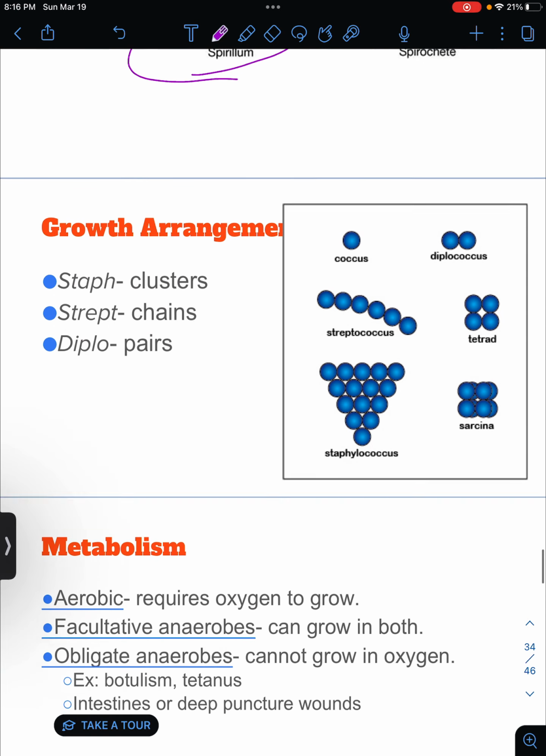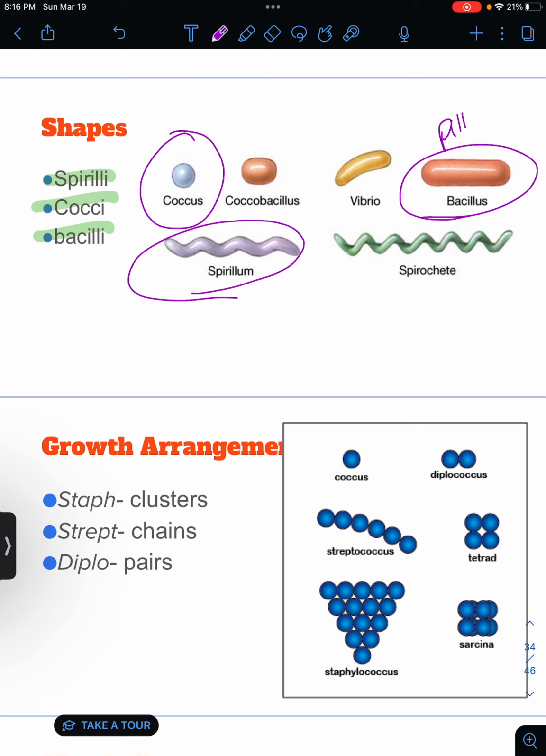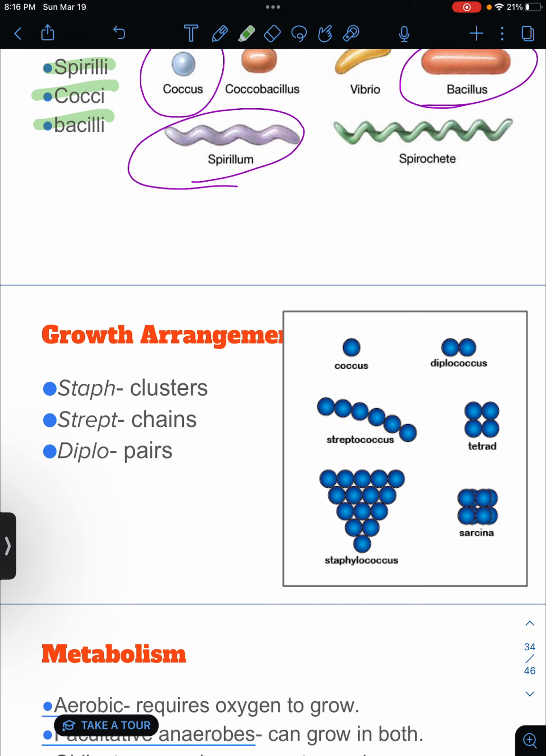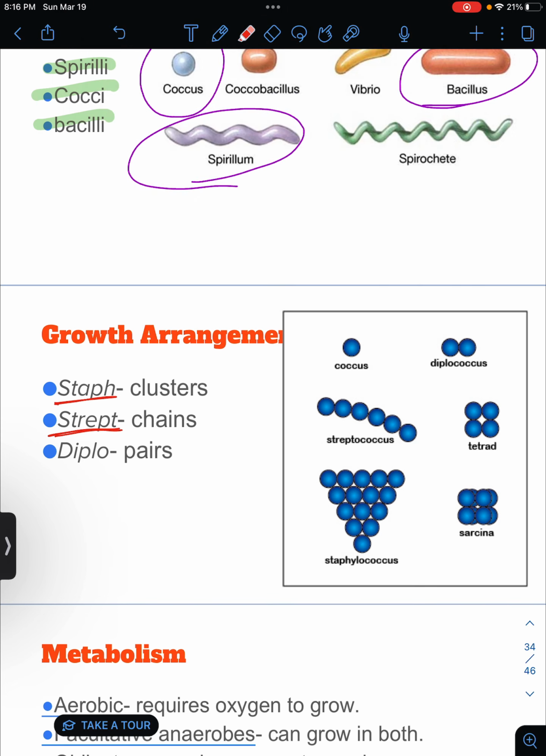I think that was in chapter 4 as well. Something we might not have talked about in chapter 4 is the growth arrangement, okay? A lot of bacteria is named or categorized by their shape and their growth arrangement. So staph means clusters. Strep means chains. And diplo means pairs. So here's staph right here.